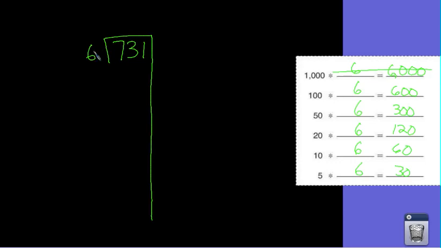So there are at least 100 groups of 6 in 731. So I'm going to put my partial quotient 100 to the right of the line. Then 100 times 6 is already over here in our chart, 600. Then we subtract.